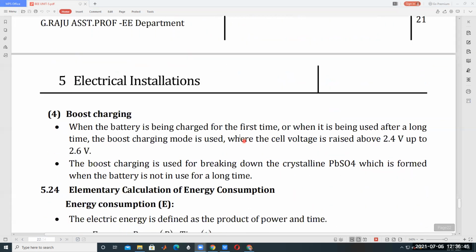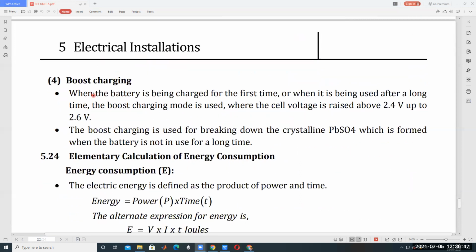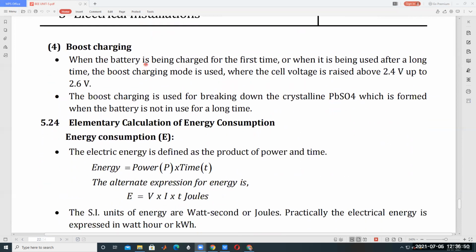Then, coming to the fourth one, that is called boost charging. When the battery is being charged for the first time, or when it has been used for a long time, the boost charging mode is used. So for first-time charging conditions, boost charging is used.